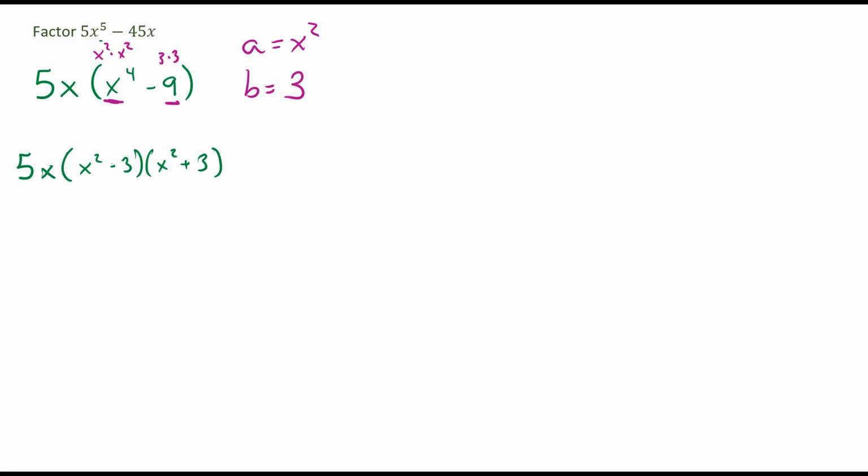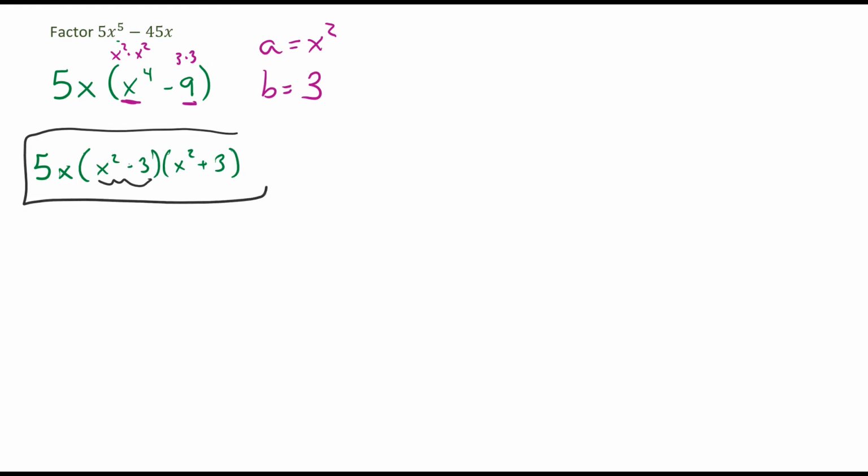Am I done factoring? Based on the previous problem, you might caution yourself and say, hey, what about this guy? Difference of two numbers here. The first one's a perfect square, x squared. But is 3 a perfect square? No, no whole number can multiply times itself to equal 3. So in fact, we are done factoring there. 5x times x squared minus 3 times x squared plus 3. Difference of squares.